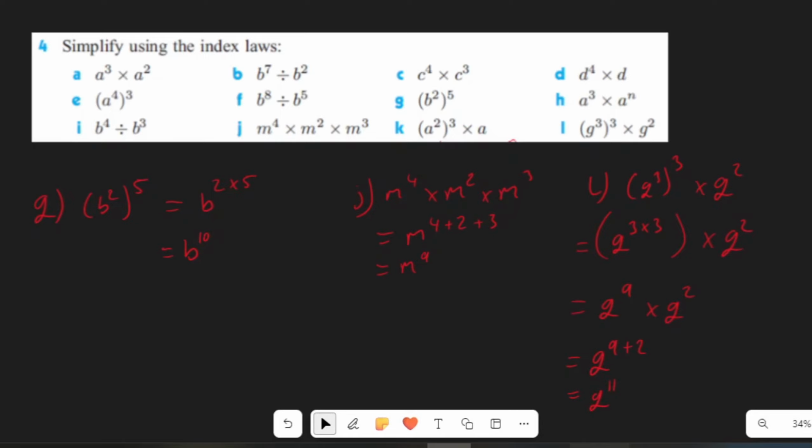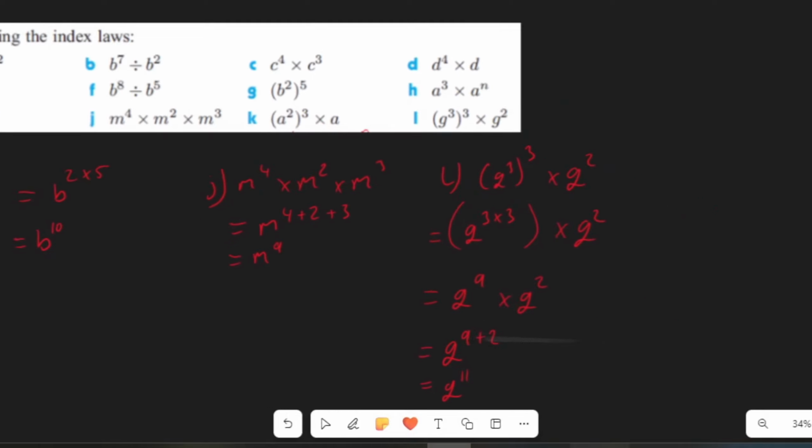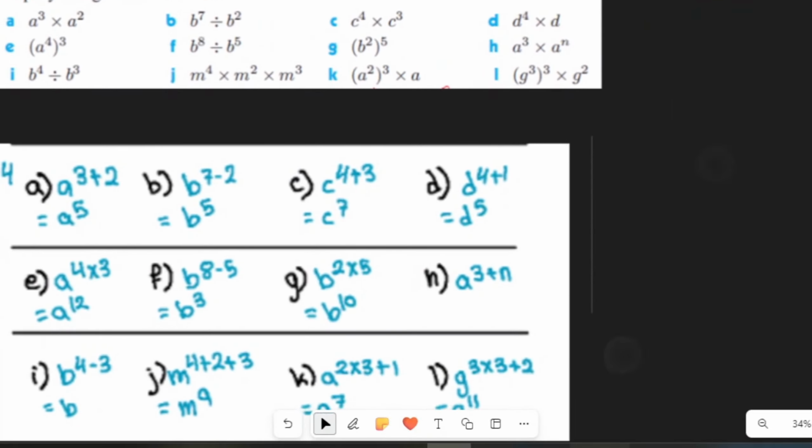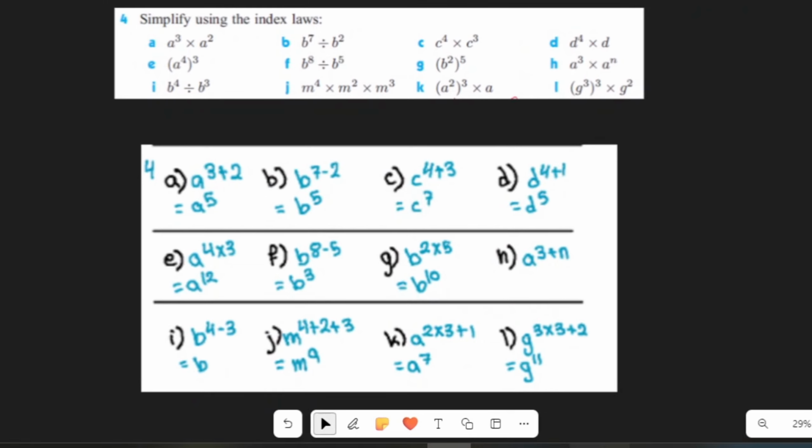I'm going to give you a few seconds to pause, solve as much as you can, and then I'm going to show you the answers. 3, 2, 1, and here are the answers for you. Hopefully you got the concepts right and you're finding them easy to understand. Always remember, if you have any doubts, any questions, please leave them in the comments and I'll answer them for you in the next videos.